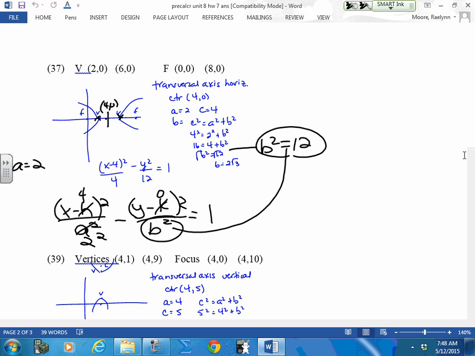One step at a time. One little part of the puzzle at a time. As they give you something, fill it in. Okay, and then you end up with this when you finish.